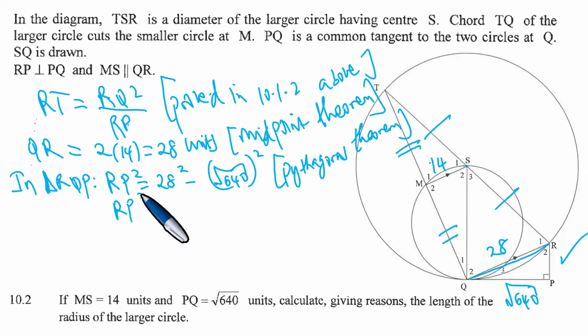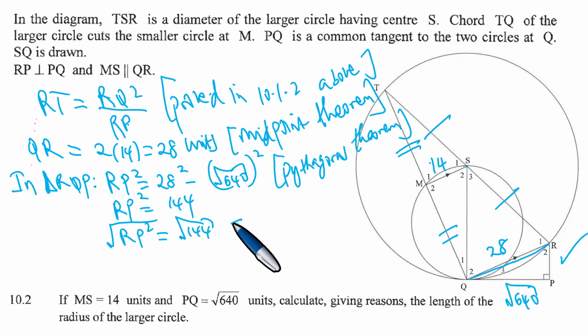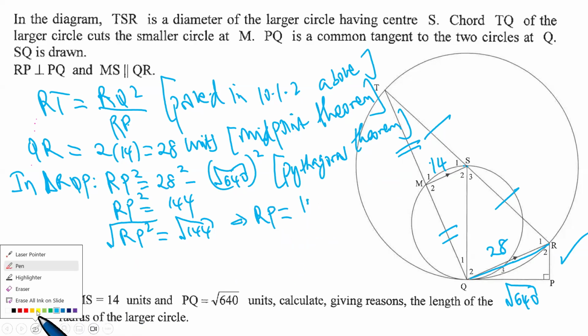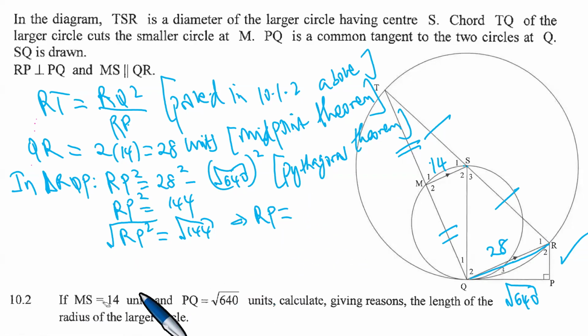So RP squared is 28 squared minus 640. This is 144. You take the square root, and the square root of 144 is the same as RP equals 12 units. RP equals 12 units.